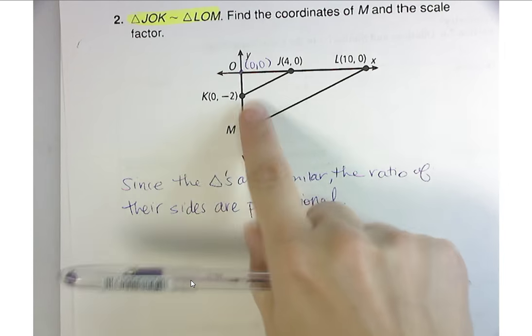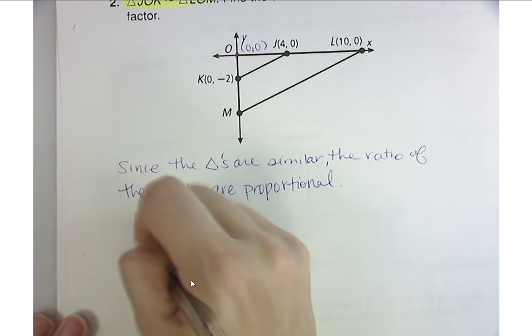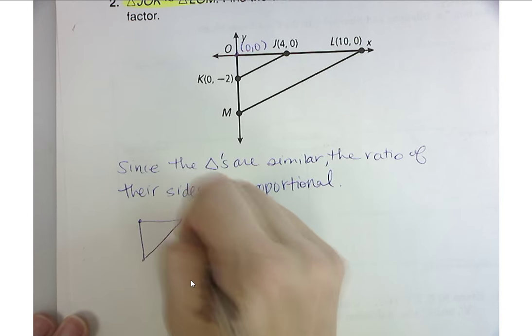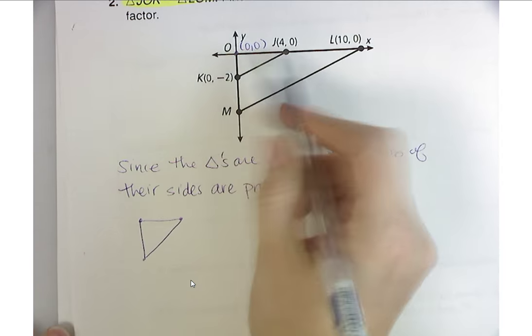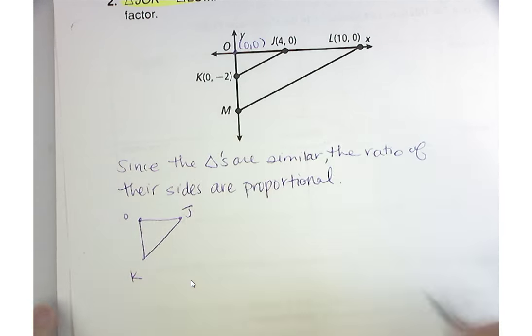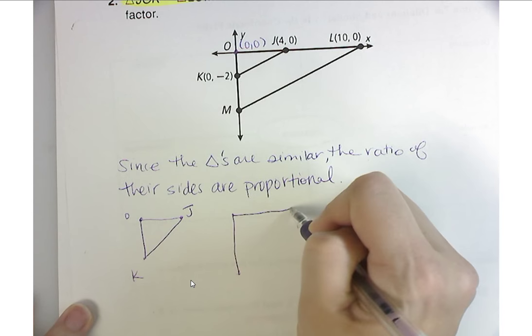Okay, so you can either label this in the picture, or I like to draw out each one so I can label it. So this would be KOJ. And then I have a larger triangle for MOL.